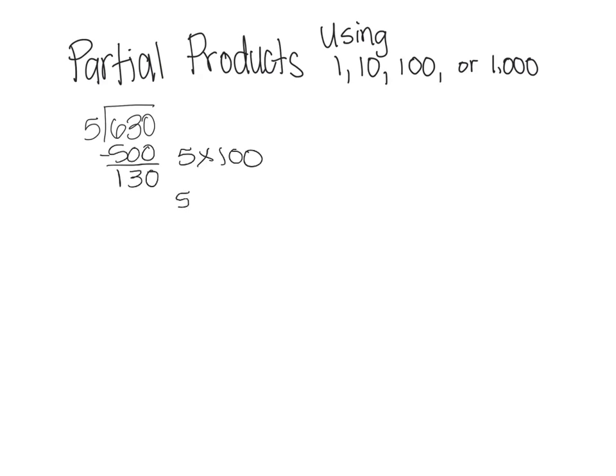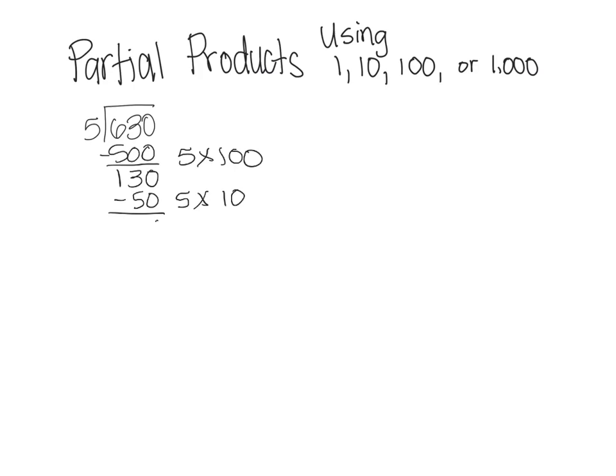So I go back to my divisor. 5 times what gets me close to 130 without going over? Now I can't multiply times 100 again because 500 would be too big. So I'm going to go with 10. 5 times 10 I know is 50. So now I can subtract 50 from 130.